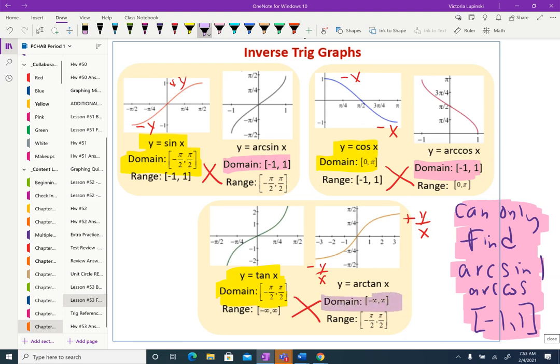Little bit different for the arc tangent. Look at the arc tangent. Even though you're restricting the domain of the tangent, the range is all real numbers because it goes all the way up and all the way down. So it turns out that when you change that domain and range, the arc tangent winds up having a domain of -infinity to infinity. So you can find the arc tangent of any x, whereas you could only do sine and cosine for -1 to 1.